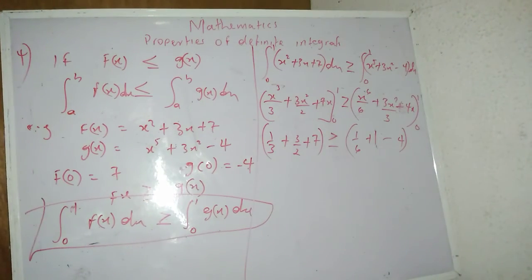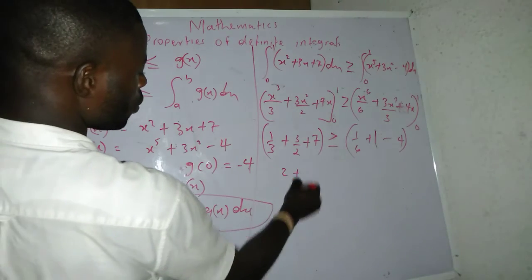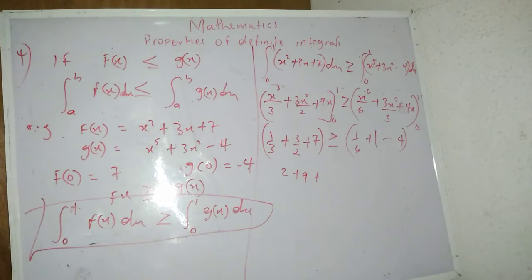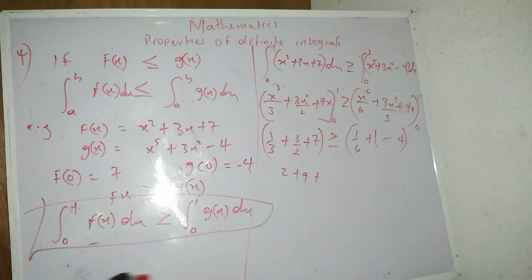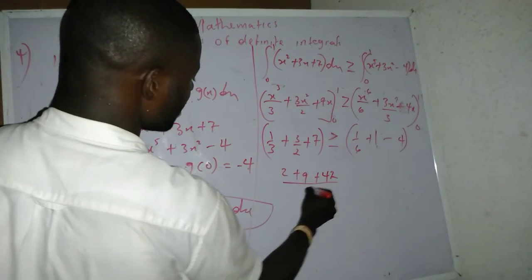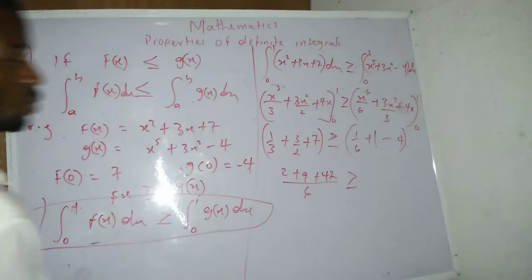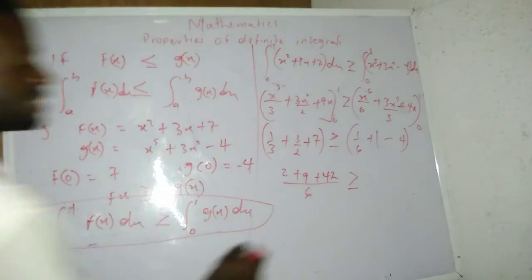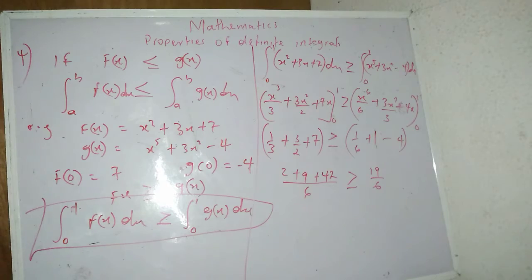Now, this number is really great, which I will multiply all through by 6. Now, 6 times, we have 2 plus 9 plus 6 times 7, which is going to be 49 take away 7, which is going to be 42. I have 42 divided by 6. It will be greater than or equal to 4 minus 3, which is going to be 19 all over 6. This number is great. Can't you see? That is proof.